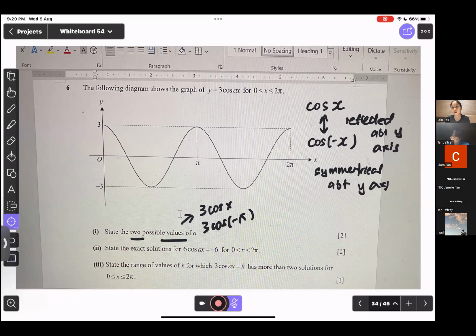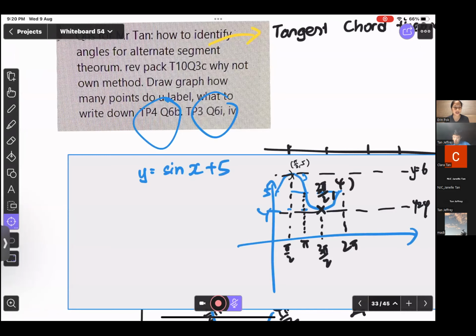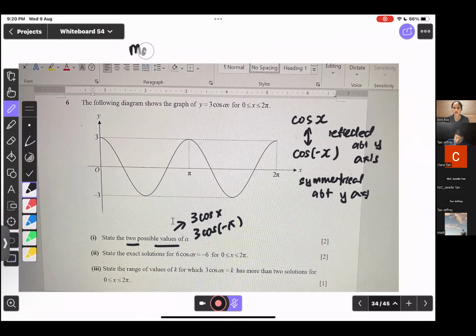So just part 1? Mr. Tan, or part 4, can you go through the next parts for the same question? Part 2 also? Yeah. Okay, so let me just write down. This is time prep 3, question 6.